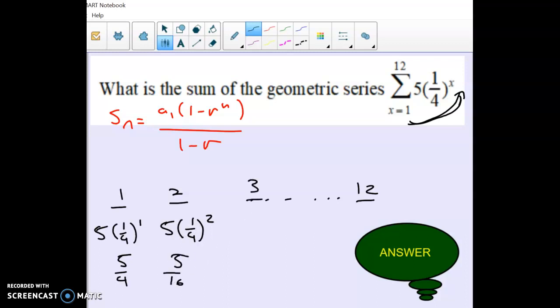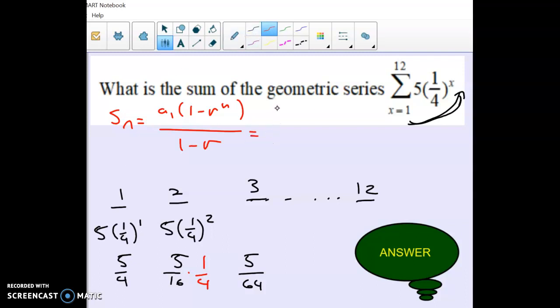Okay, and you can start to see the pattern that when you multiply by a fourth, this next time is just going to be 5 over 64, right? If you take this one times 1/4. Okay, so anyways, we've got everything we need. So I'm just kind of being silly at this point.